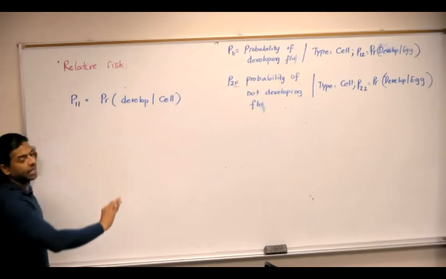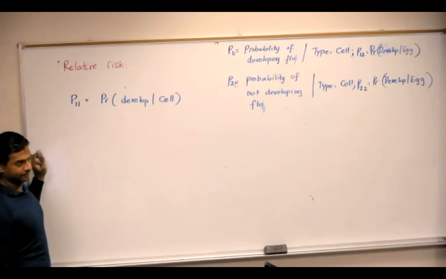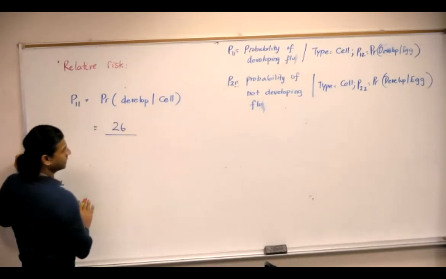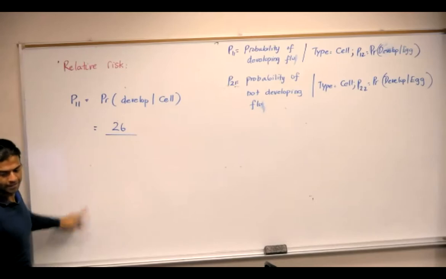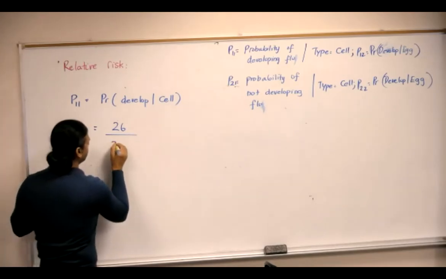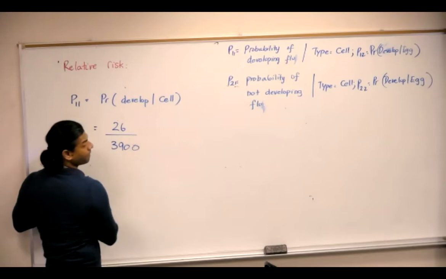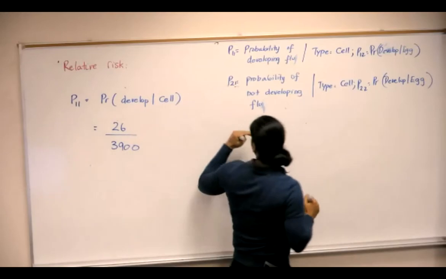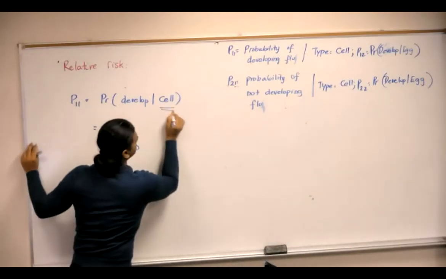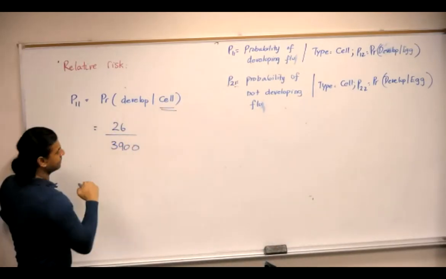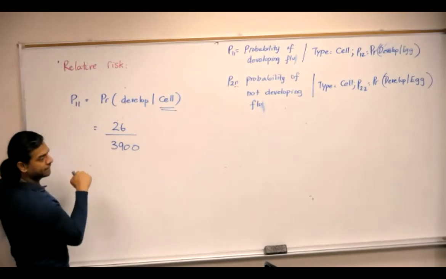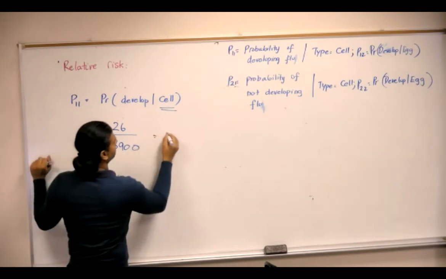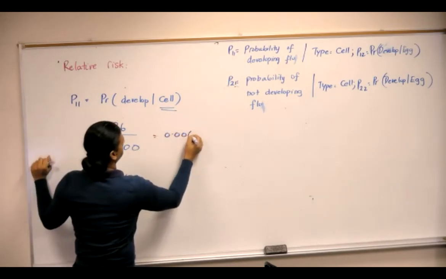26. Well, that is the count. I want the probability. So it is 26 divided by what? 3,900. Why not 7,800? Because we are conditioning on vaccine that is cell-derived. And what is that probability? 0.0066. Okay.